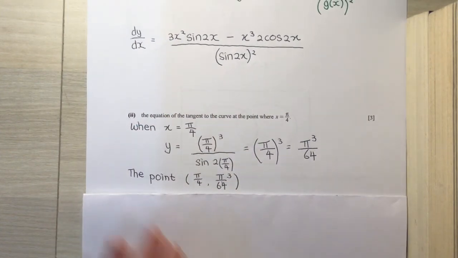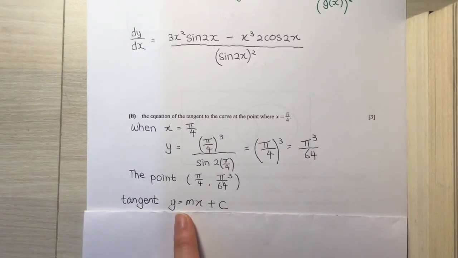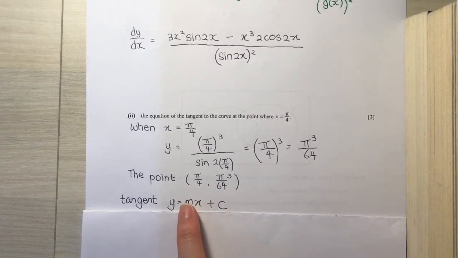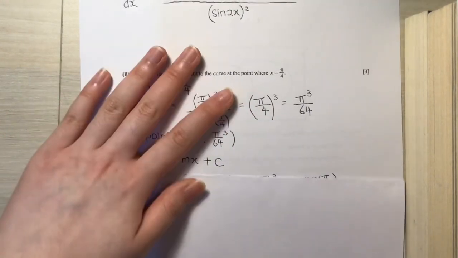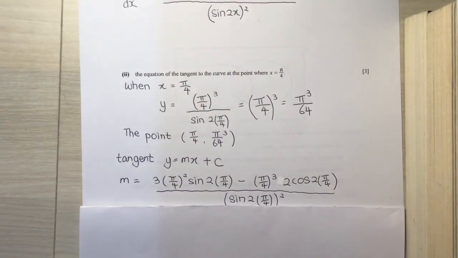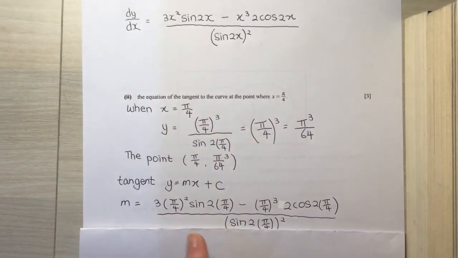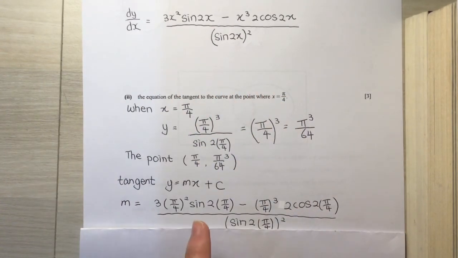This is needed to calculate the equation for your tangent, because the equation of your tangent is a straight line, and it can be found by using y equals mx plus c, where c is the intersection with the y-axis and m is the gradient. To find m, all you have to do is sub your x value into your dy/dx function up there, because at this point they intersect, which means the gradient is the same at this point.